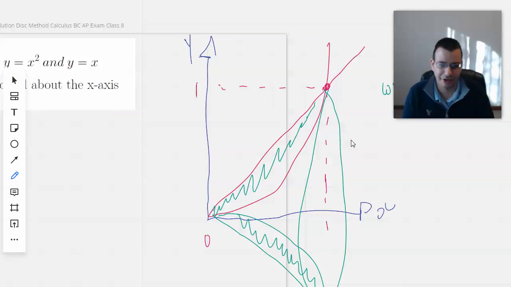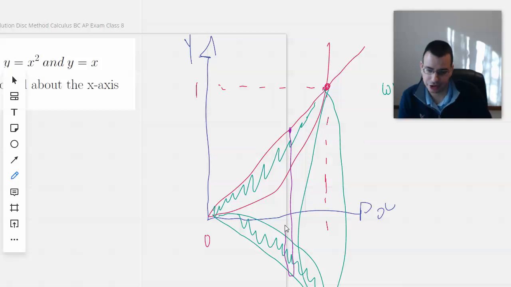I got so many colors, it's going to be hard to differentiate. So you're going to draw delta x. Your disk is going to look like this. This will be your delta x. And you'll take this value minus this value.